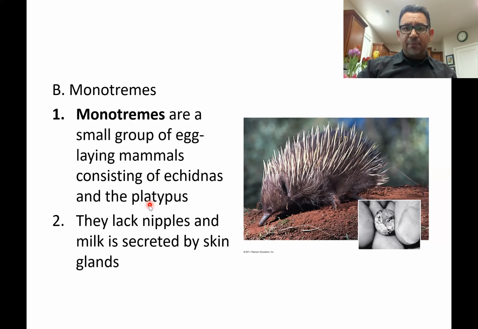These echidnas and platypus, they do produce milk, but they don't have nipples, and so there's usually a patch of skin where milk is secreted, and then the young have to extend their tongues out to lick the milk from the female, from the parent.